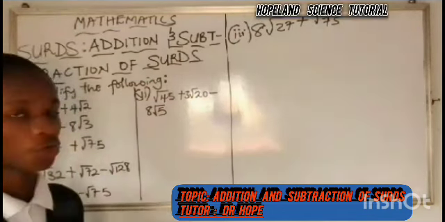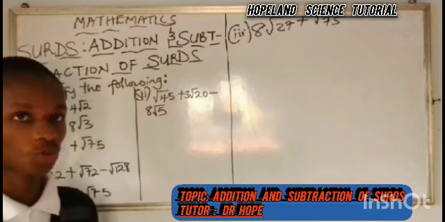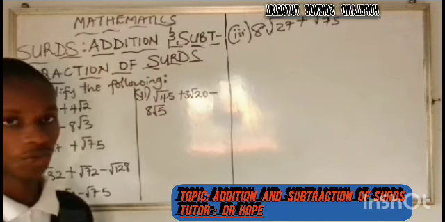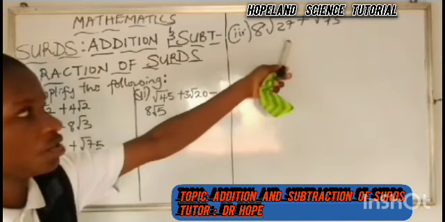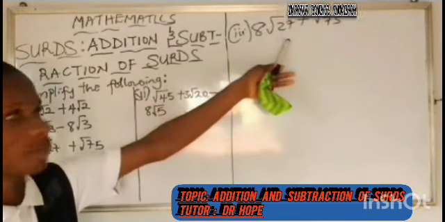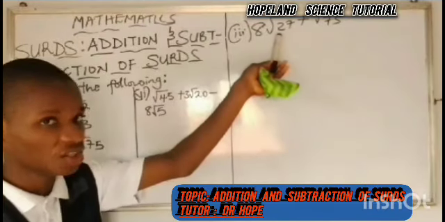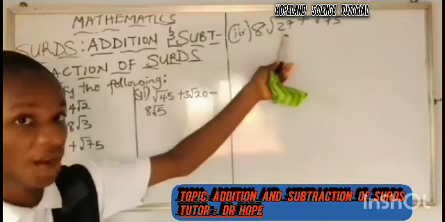Now, remember there are two questions that are very important anytime you have to add or subtract surds. The first question is: you ask yourself if the surds are basic. Now, are these surds basic? We don't know, so let's confirm that. Remember that for a surd to be basic, none of the factors must be a perfect square, right?